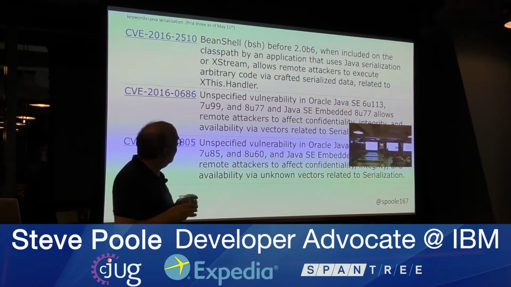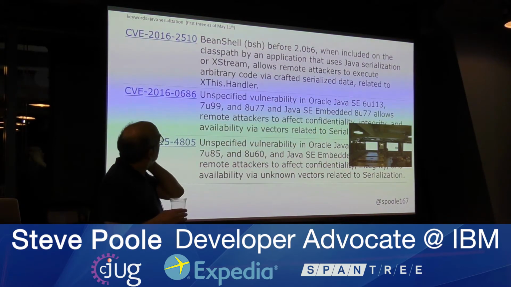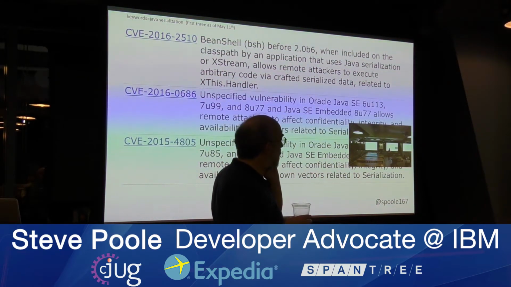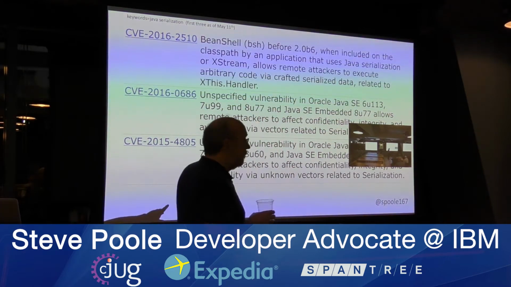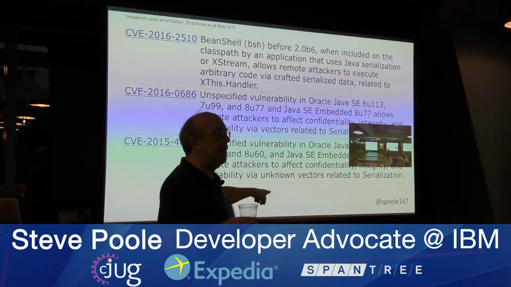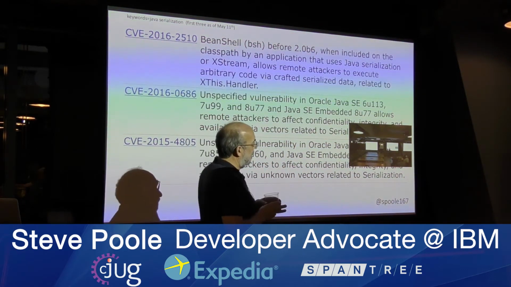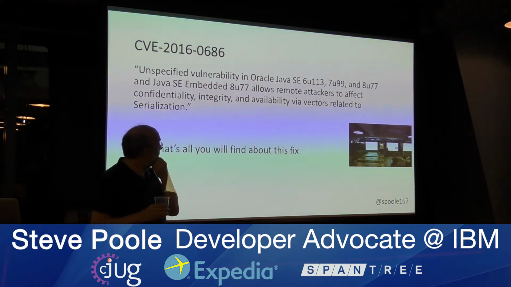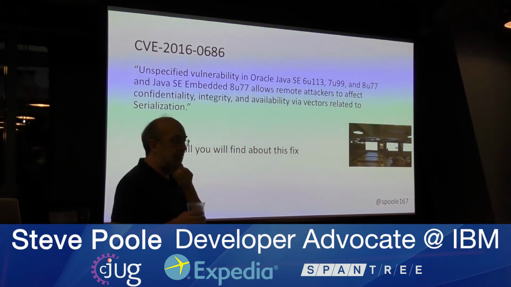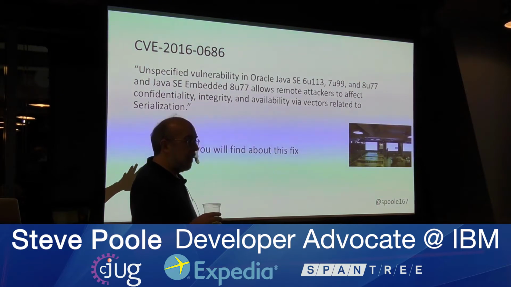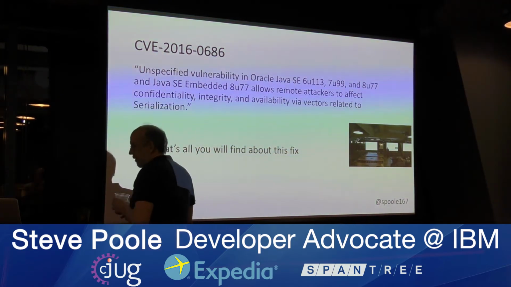You can see some common words that come up. Nothing that tells you too much about what's going on. This one, unspecified vulnerability, tends to indicate it's even more painful than the others. And basically, if you look at these things, that's what you're going to find. You're not going to find anything behind that. That's all we're going to tell you. There is a good reason for that.